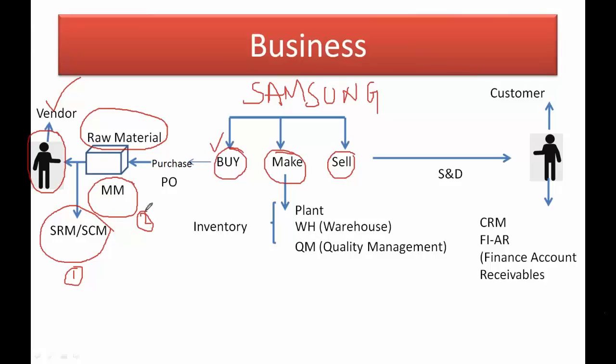Very good. So they got materials, they purchased the materials from vendors, then they start making the product. When they start making a product, they have to send these raw materials to the plant. What is a plant? Plant is nothing but a factory.